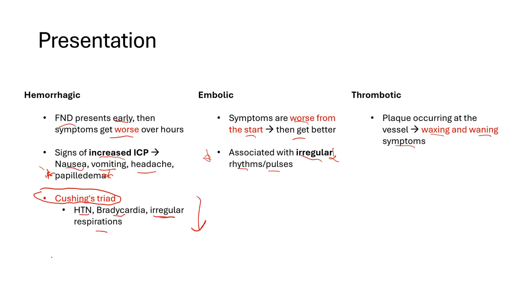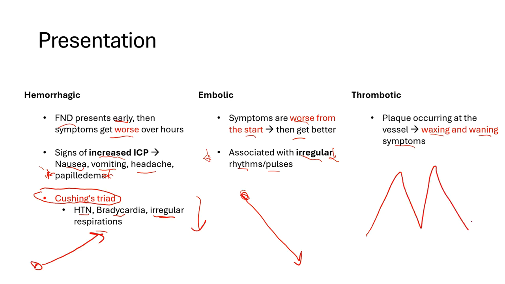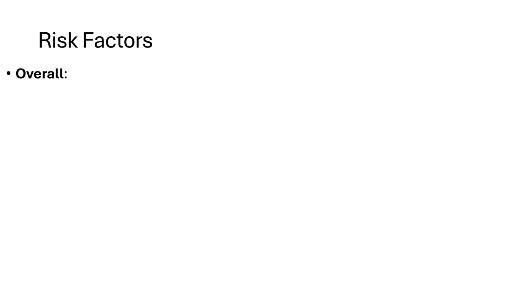So simply put, hemorrhagic stroke typically starts out here, and it'll get worse over time. Embolic stroke starts out as bad as it can get, and then the fibrinolytic system breaks it down, and the symptoms get better. And then thrombotic stroke typically goes up and down and has this waxing and waning course. Now, let's discuss the overall risk factors that are associated with these presentations.